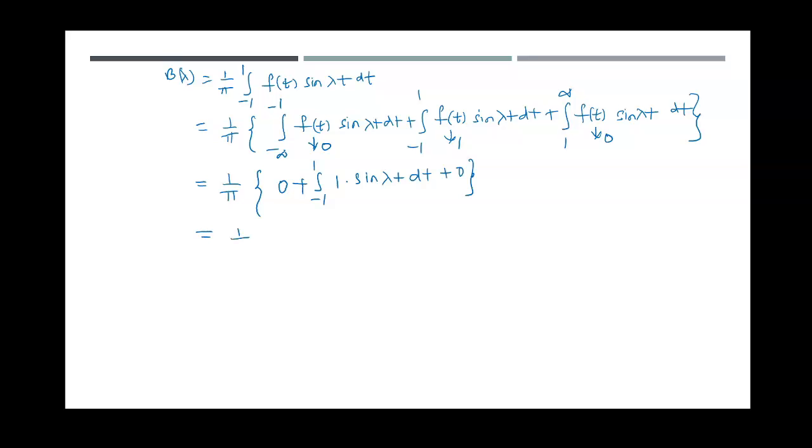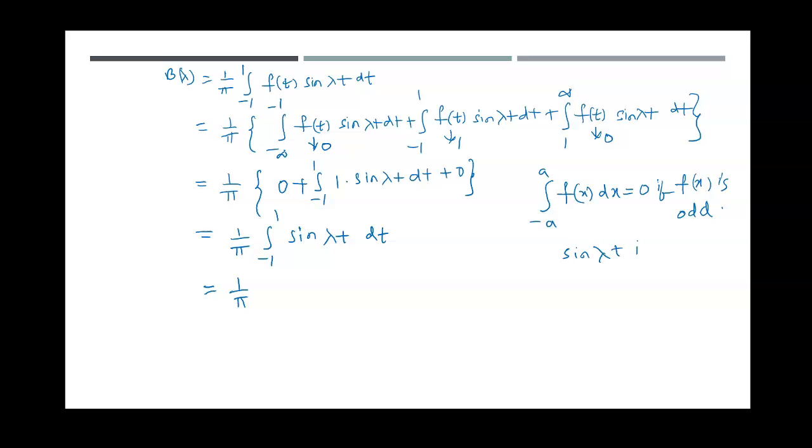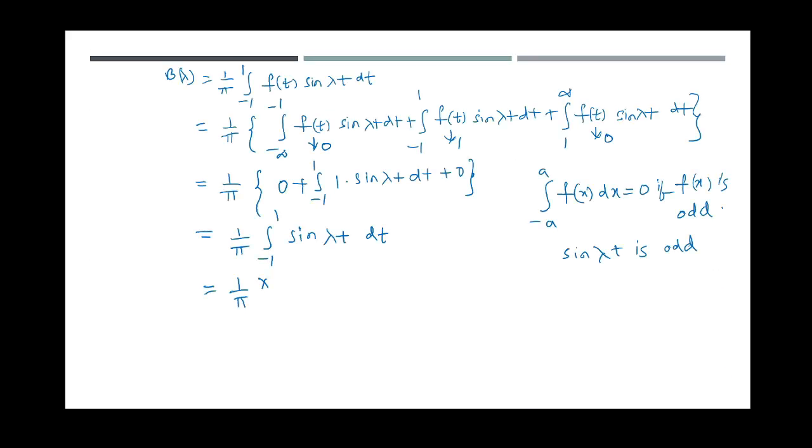That is 1 by pi integral minus 1 to 1 sin lambda t dt. We have seen the definite integration formula: integral minus a to a f(x) dx equals 0 if f(x) is an odd function. So here sin lambda t is an odd function. Therefore this is 1 by pi into 0, which is equal to 0. So we got the values of a lambda and b lambda.